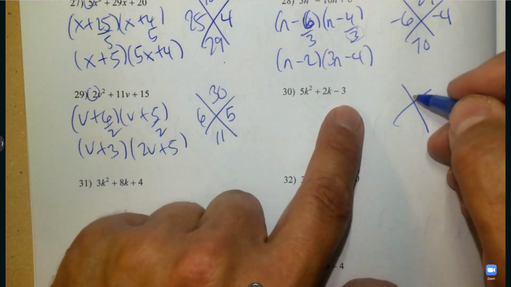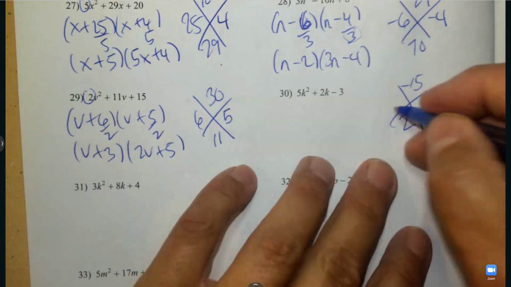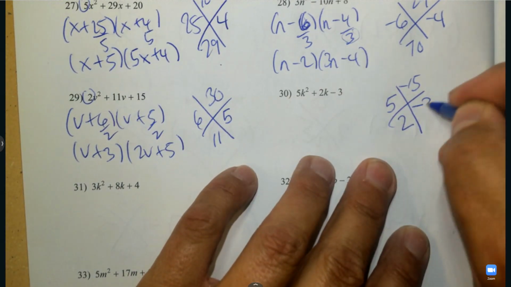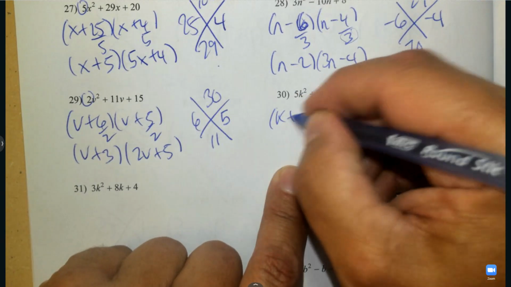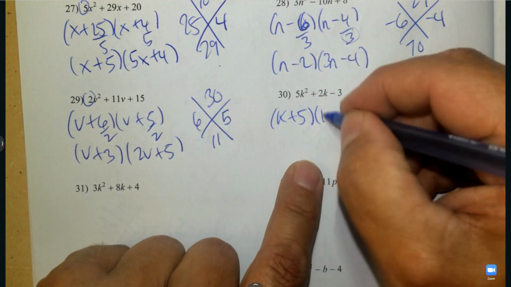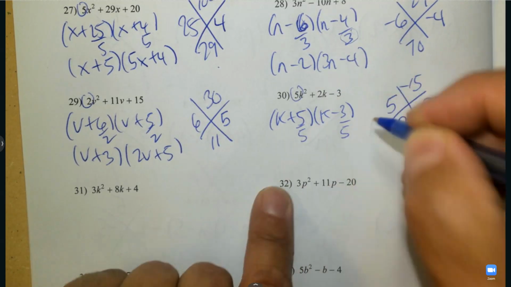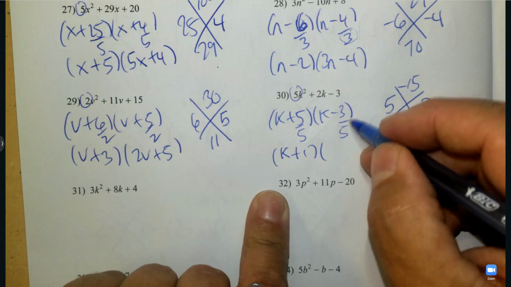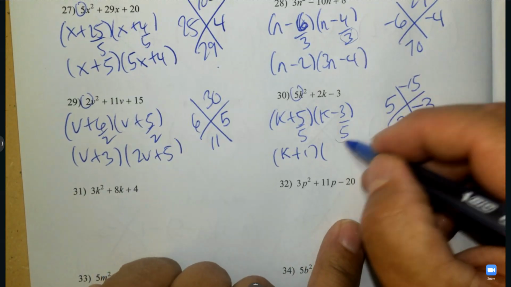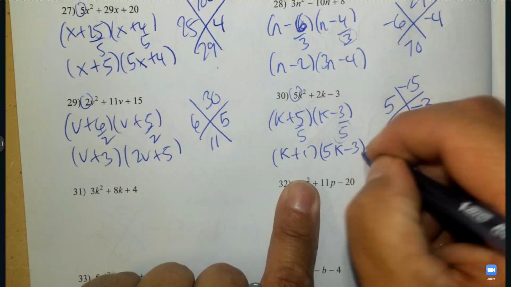Again, 5 times negative 3, 2. Find the two numbers that fit. Press pause, right? Try. So one is positive 5 and one is negative 3. Divide by 5. 5 divided by 5 is 1. 3 divided by 5 is a fraction. Take the denominator, slide it in front, and you got it.